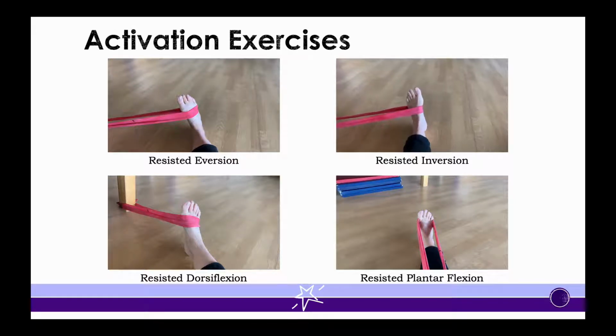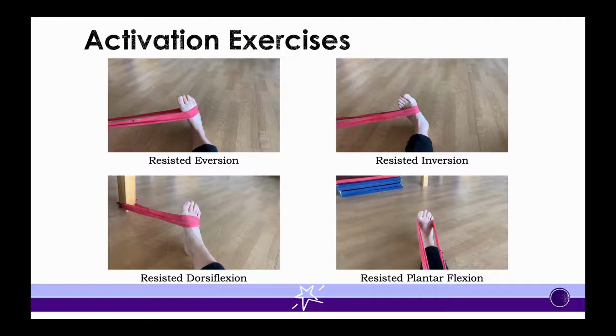Here we've got our resisted inversion. I was on the other foot for this one. You're just trying to roll that ankle so that you have the bottom of your foot facing more towards the inside. Again, I started off slowly and then I started to do it quickly as well. You can alternate between those and just do it based off of what is giving you the best results and what is causing the least amount of pain, but try to include variety.